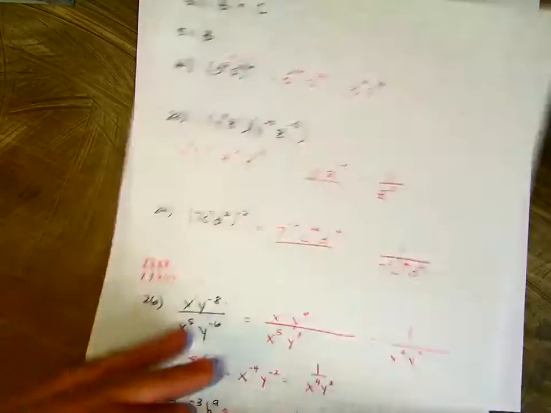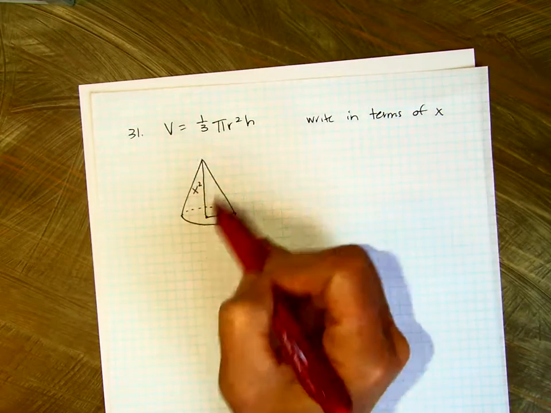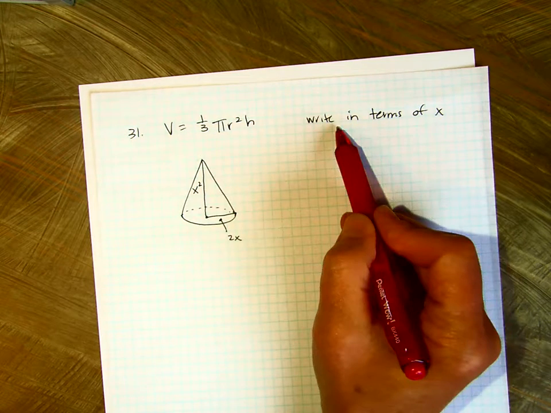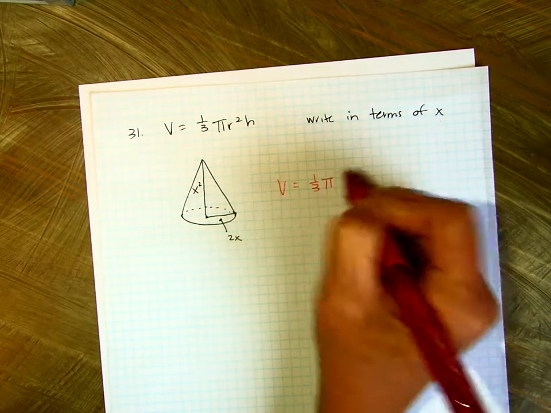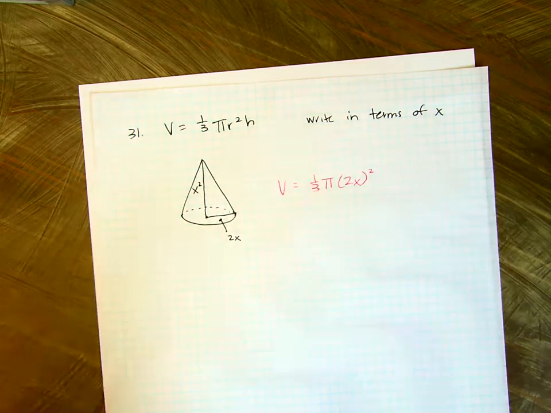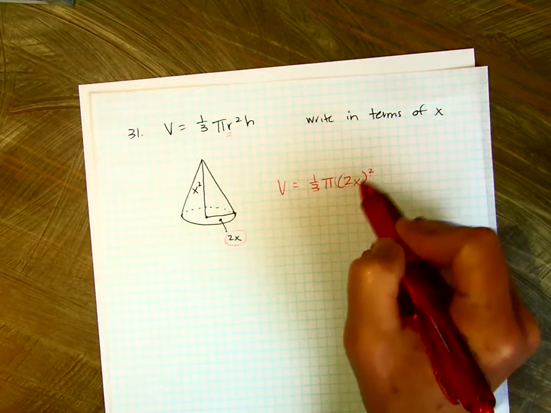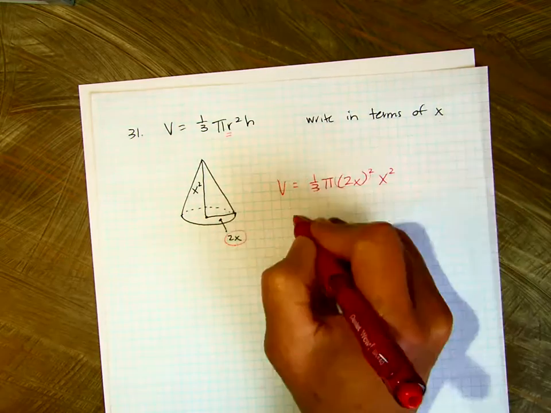And then, there was one more sort of word problem. Just substituting an x in. Here's a formula: the volume of a cone is 1/3 pi r squared h. Write it in terms of x. So the volume is still 1/3 pi. My radius is 2x. So I need to square that entire thing. The radius gets squared. And then I multiply by the height, x squared.